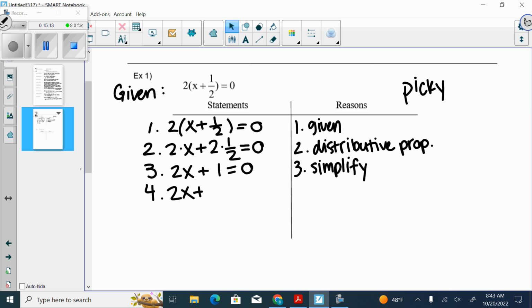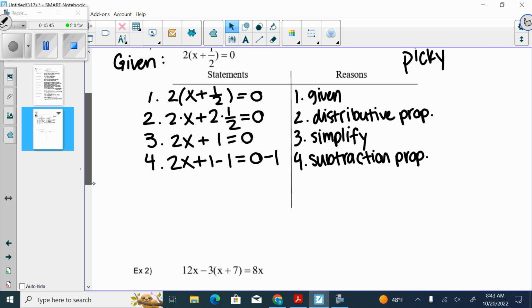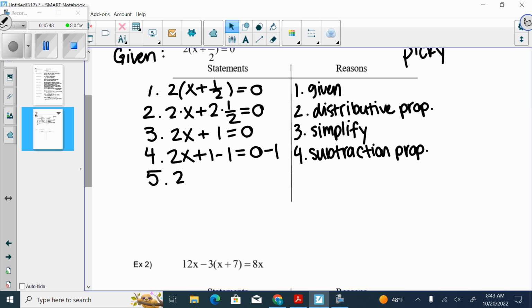So the way that would look is 2x plus 1 minus 1 is equal to 0 minus 1, right? To show I'm actually subtracting from each side. Like you guys said, all we did here was subtract, so my reason, or the way I back that up, is to say we use the subtraction property. Okay, now before we move on to the next step, what am I going to need to do now? Simplify. So my next step would be 2x is equal to negative 1, and all we did here was simplify.